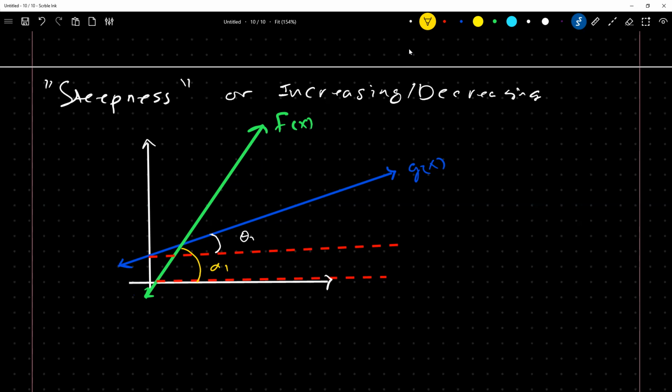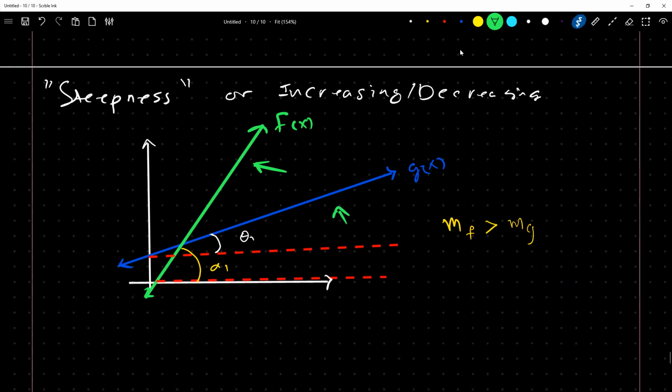But another way that we could look at this would be to look at the gradient. If I look at the gradient for f, it will definitely be larger than the gradient for g. That's just an idea about steepness. So in other words, this line is increasing faster than this one.